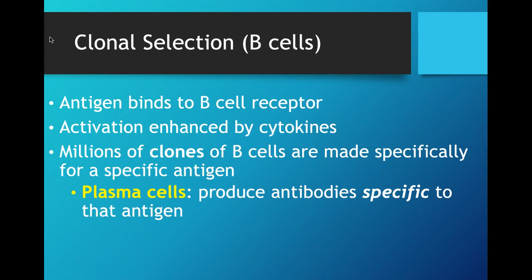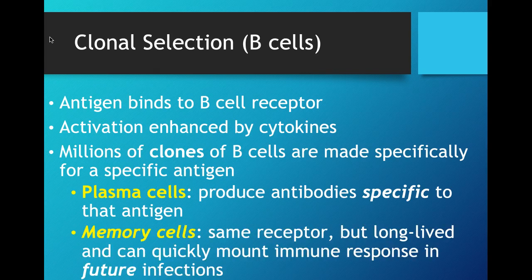And another type of B cell that can be derived from those millions are memory cells. Memory cells are going to have the same antigen receptor, and they're long-lived, and they're going to quickly mount a very quick immune response for future infections with that same pathogen.